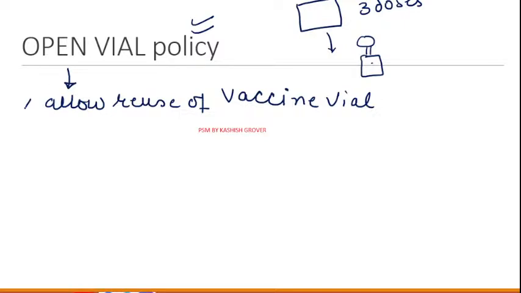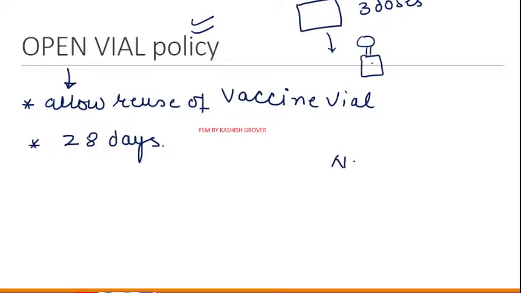So it reduces vaccine wastage, right? If you opened a vaccine, it can be reused up to 28 days. But its expiry shouldn't have passed. Temperature should be maintained. Vaccine vial septum should not be submerged in water. The VVM should be okay.